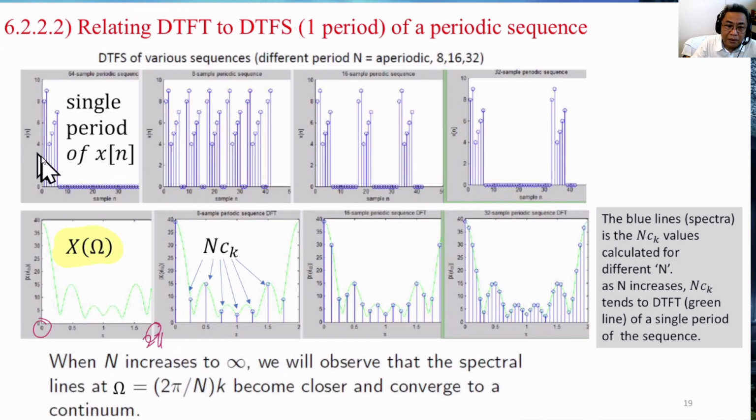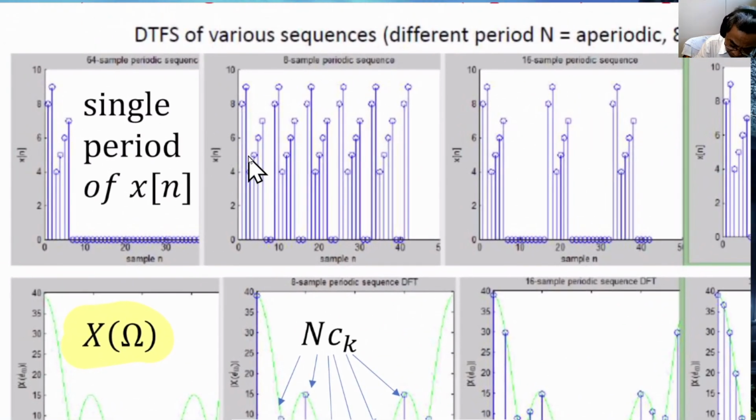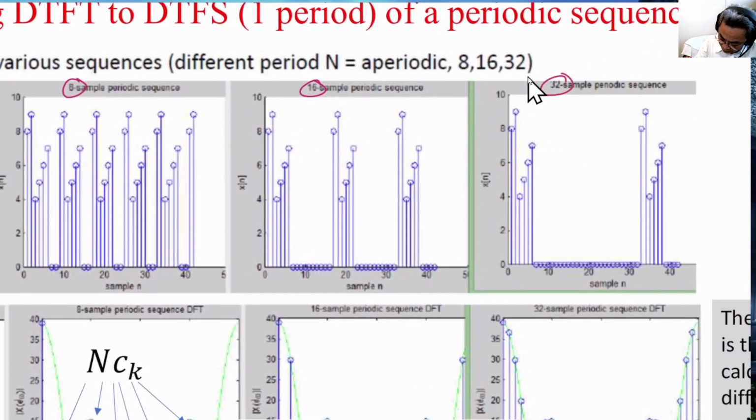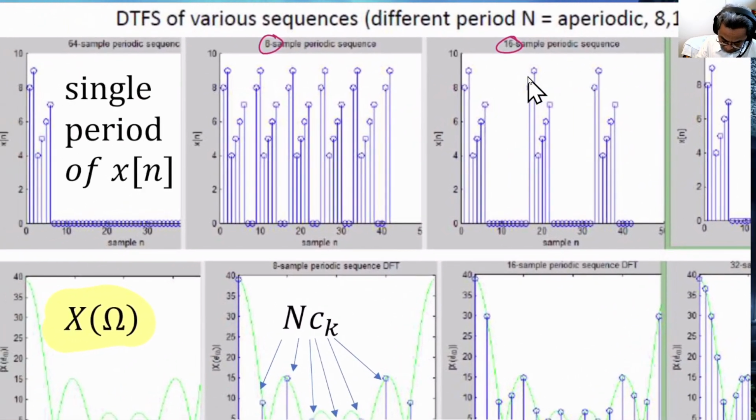Let us now repeat this aperiodic sequence periodically. In this example, it repeats every, how many samples? 8 samples. This is 8 samples. In this one, every 16 samples. In this one, every 32 samples, it repeats. Well, let's see what happens.